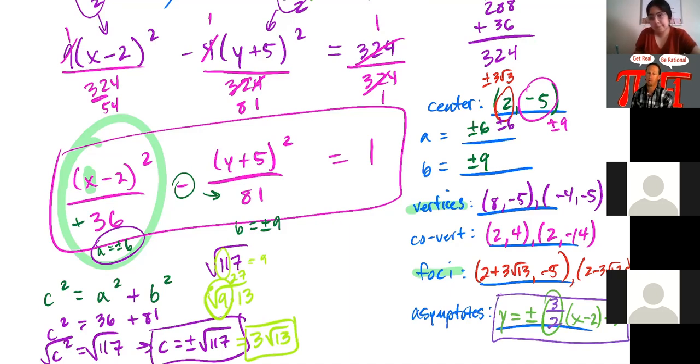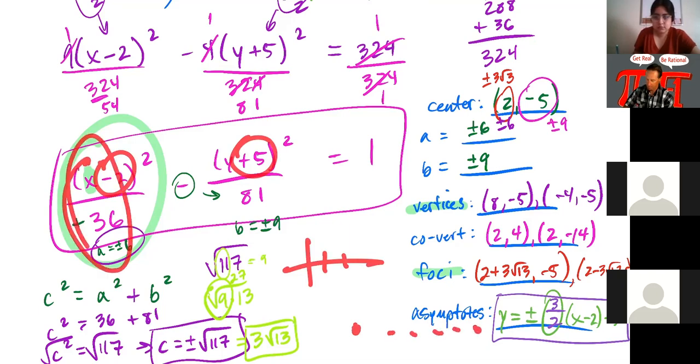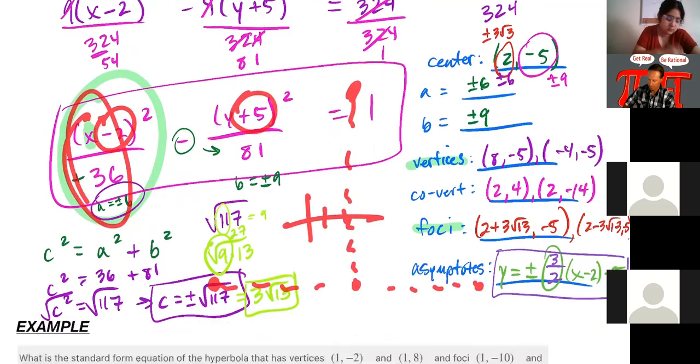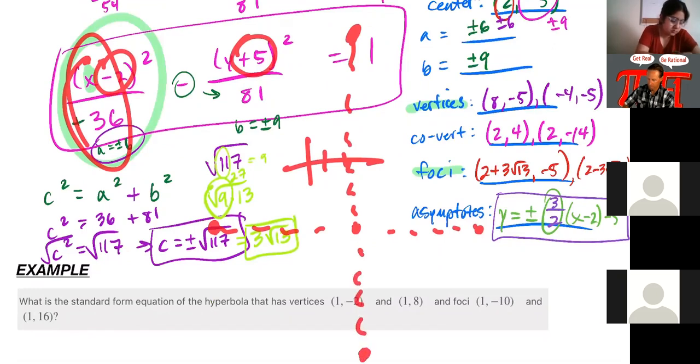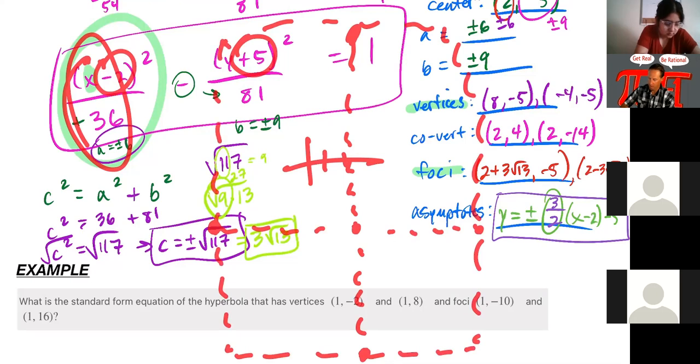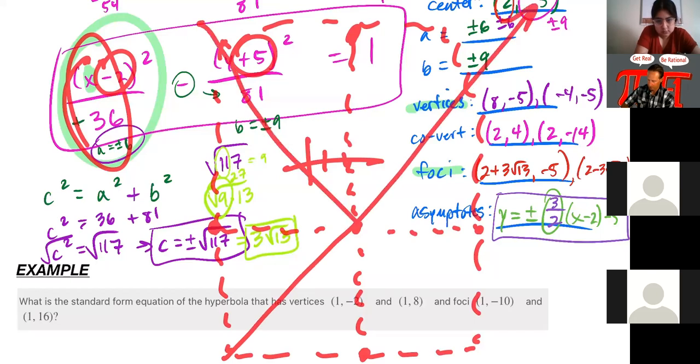In order to graph all that, you'd have to apply a lot of it, which means we would start at positive 2, negative 5, so right 2, down 5, and then from there we would march 6 in our x directions, 9 in our y, and then through those points, we would draw this imaginary box and through the corners and the center, we would draw our asymptotes.